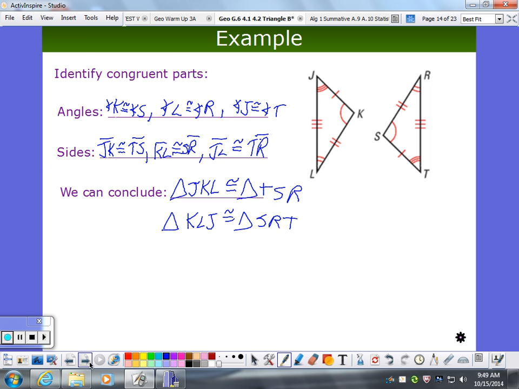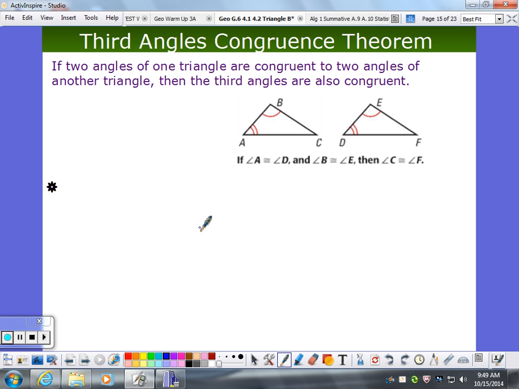Okay. All right. So the third angle congruence theorem, how many theorems are there? There's a lot of theorems. So this one, I'm jumping around the page a little bit here. It's towards the top middle of page 2. If two angles of one triangle are congruent to two angles of another triangle, then the third angle will also be congruent. So if A and D are congruent and B and E are congruent, we can conclude that C and F are congruent.